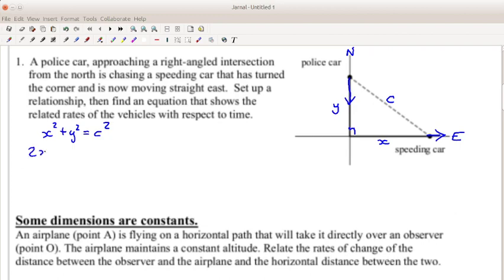So this is going to be 2x dx/dt plus 2y dy/dt, and this is going to be equal to 2c dc/dt. So again, assuming each of these things is moving with respect to time, this would be the velocity of the speeding car going east, this would be the velocity of the police car coming south, and this would be the rate of change of how far apart they are as they move. Okay, so again, we're just going to set up the equations in this lesson, and then in the next lesson you'll see when you actually start plugging numbers in and solving.